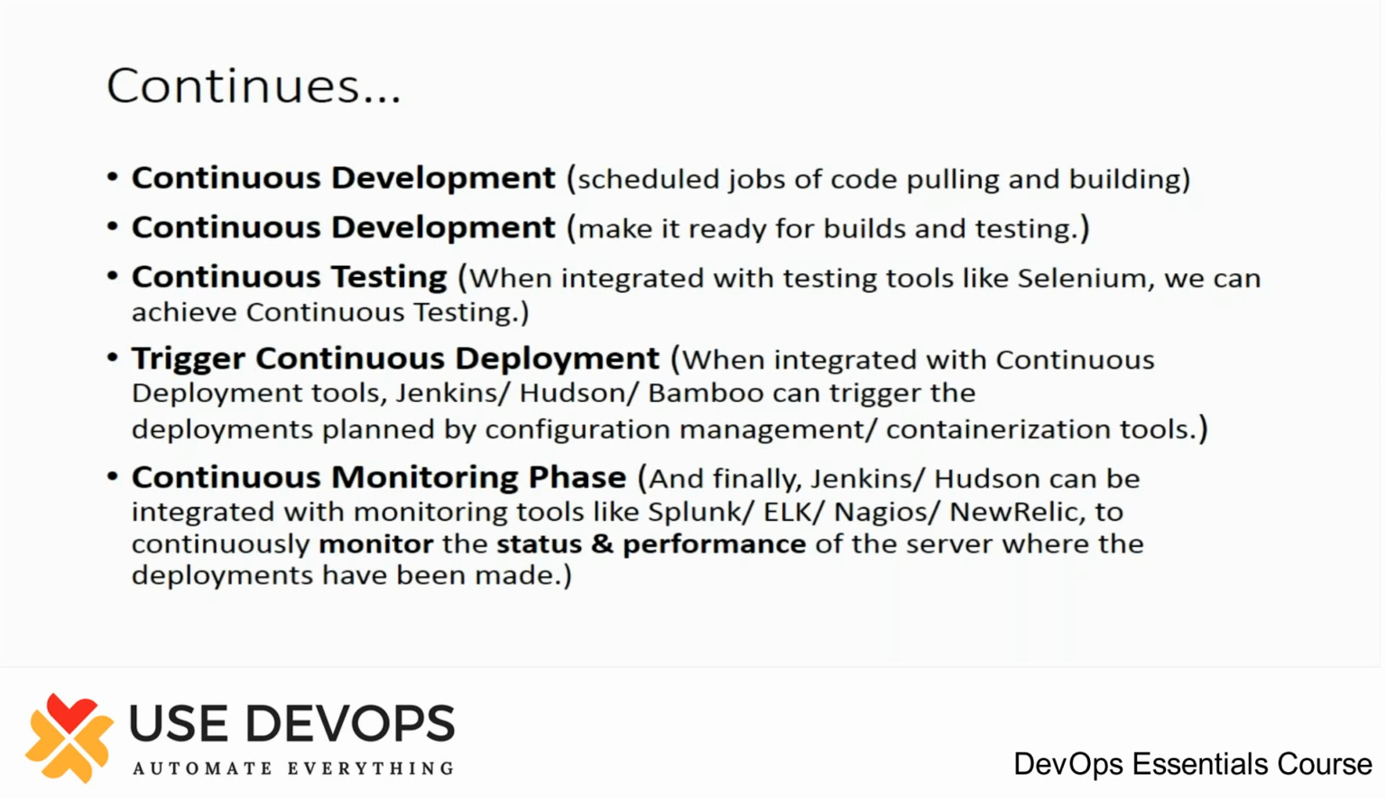After going to continuous testing, what is continuous testing doing? When integrated with testing tools like Selenium, we can achieve continuous testing. So we are integrating Selenium or some tools I mentioned already. Automation testing means one tool will do testing, another tool will generate the report. Those tools will be integrated with Jenkins, and we will see what tools are there which can be integrated with Jenkins.